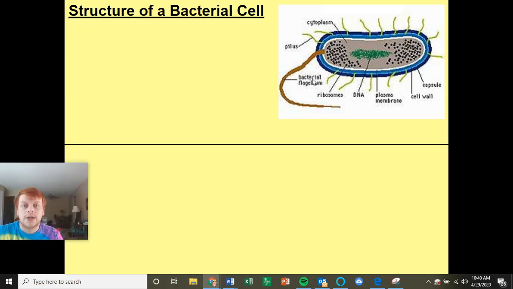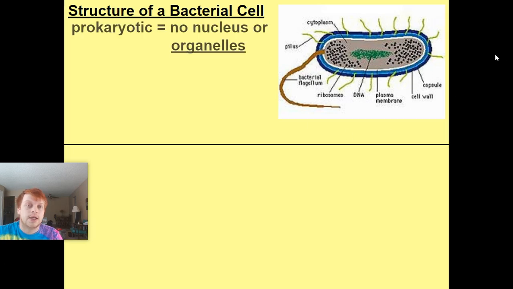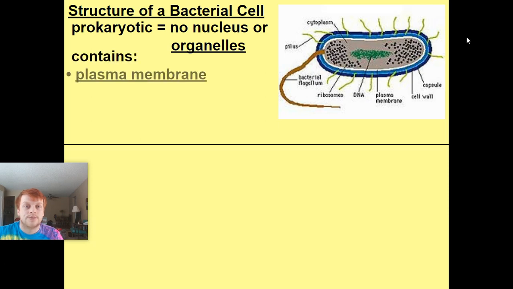So for bacteria, this is what one looks like. These are all the different bells and whistles they can have, but there are a couple parts that are key on every bacteria. So again, they don't have a nucleus and they don't have organelles aside from ribosomes, which are these little dots here that produce proteins. So the DNA is free floating, and then there are no organelles besides the ribosomes.